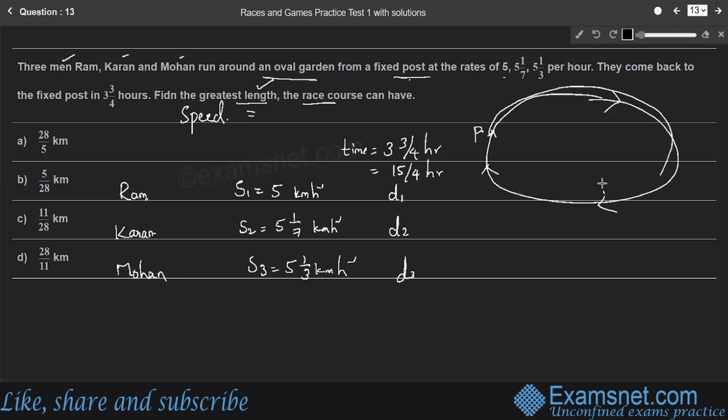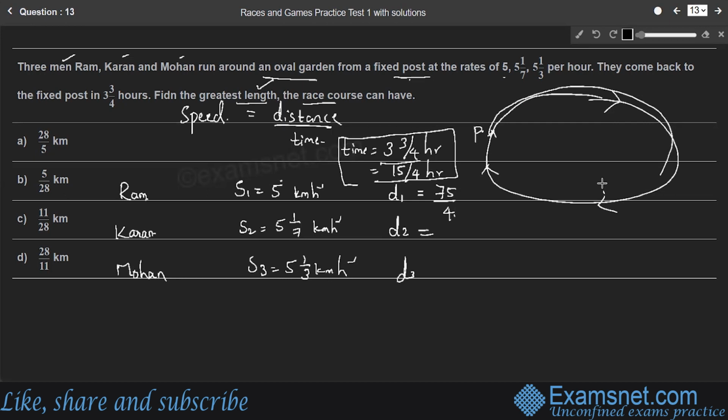Since speed is equal to distance by time, distance is equal to speed into time. Here time is fixed, which is 15 by 4 hours, right? Time is fixed. Therefore, the distance becomes speed into time: 5 into 15 by 4. So it becomes 75 by 4. Distance becomes, right?